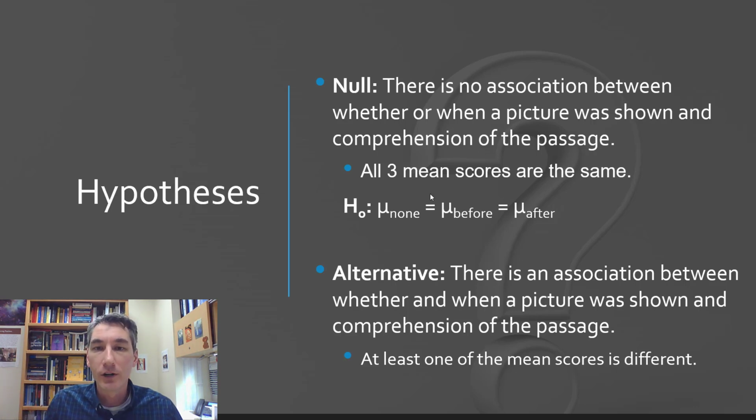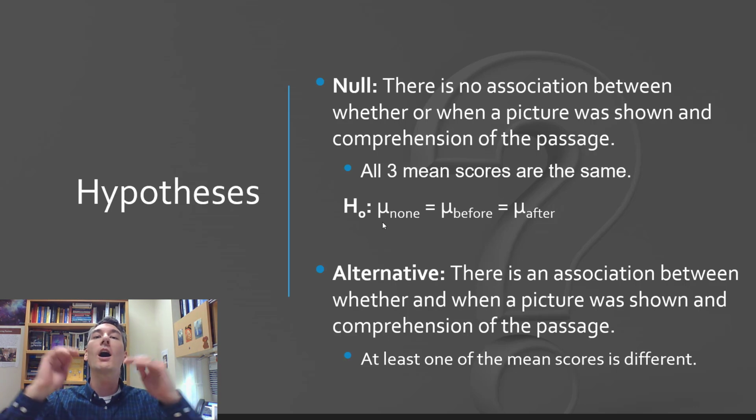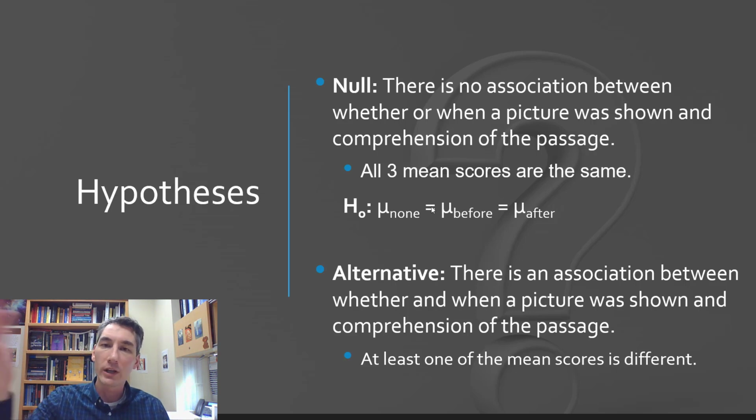Okay, and so our null is that all the means are the same. So we've got the average score here in the long run. Now, these are parameters, right? The mu is the long run average. If we kept showing this paragraph to people one after the next for 200 years, we would average out to a long run mean. And then what we're going to do is gather a sample and use the sample to make inferences about these true long run means for no picture, before the picture, and after.